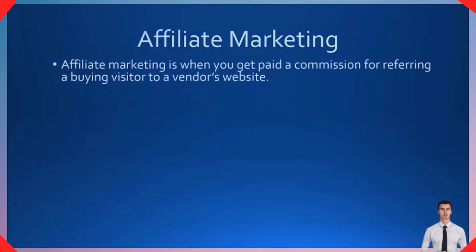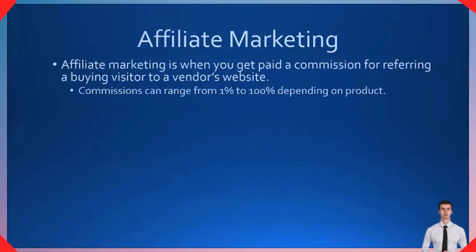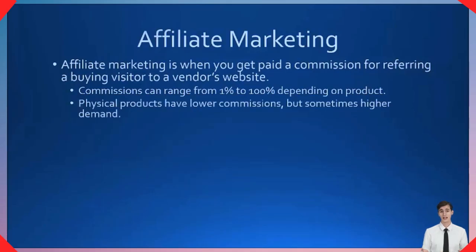So affiliate marketing, this is when you get paid a commission for referring a buying visitor to a vendor's website. Commissions can range, again, anywhere from 1% to 100% depending on the product. There are some digital information products that will actually give 100% commission because their end goal is just to generate a buyer's lead. And that's why I was recommending having your own email list and building that up with your own product. A quick way to do that is to have your own information course.